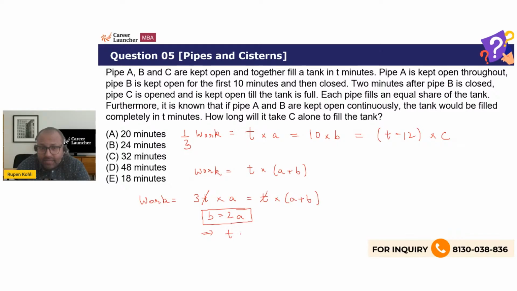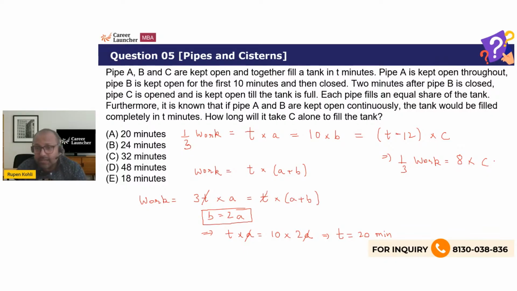So I have T into a as 10 into b, but b has become equal to 2a from above. So now this a cancels. Wow, I'm getting my T, the time, as 20 minutes, because that was the unit. Perfect. So now since I have T, I can come over here and say, all right, this 1/3 of the work is basically, since T is 20, 20 minus 12, so it is 8 minutes of work for pipe C.